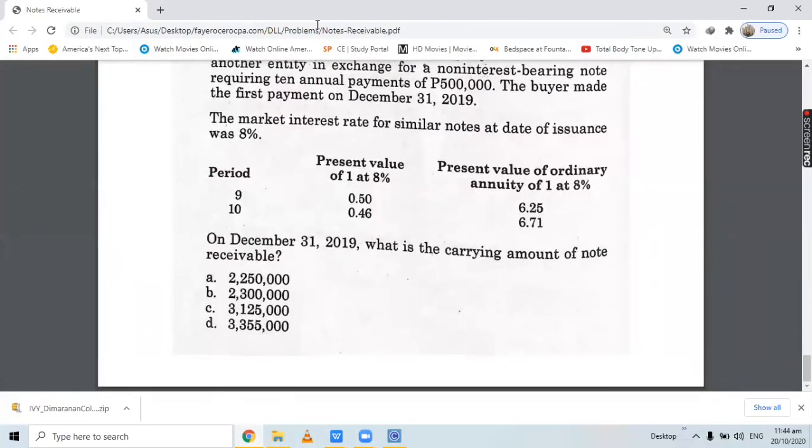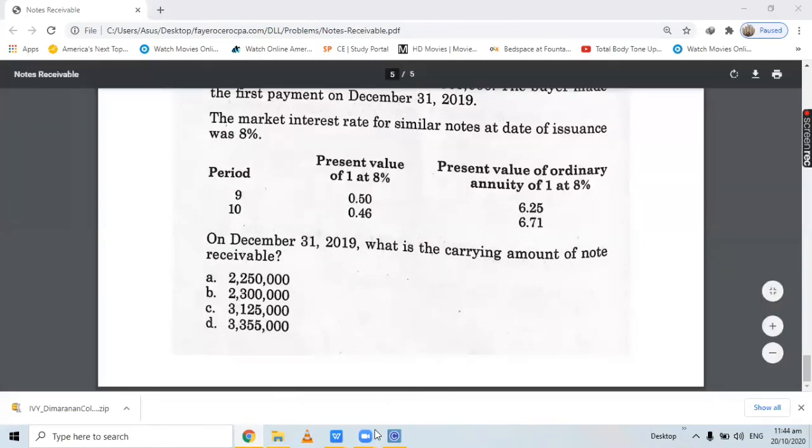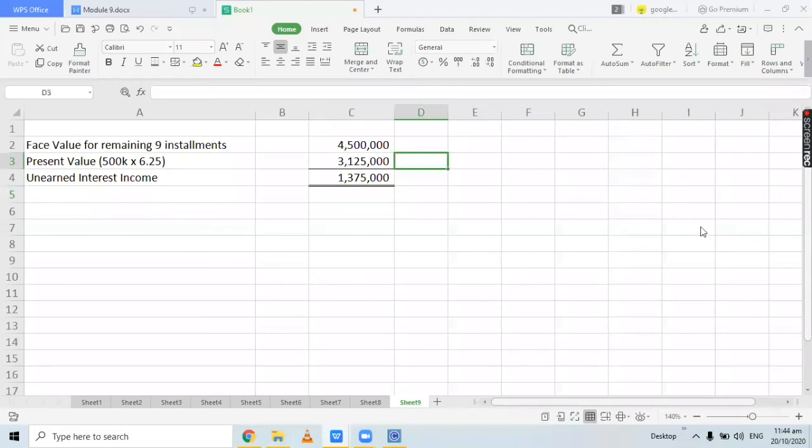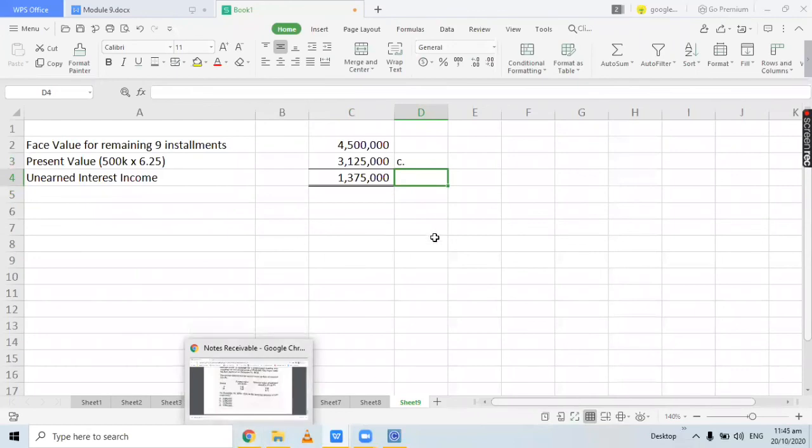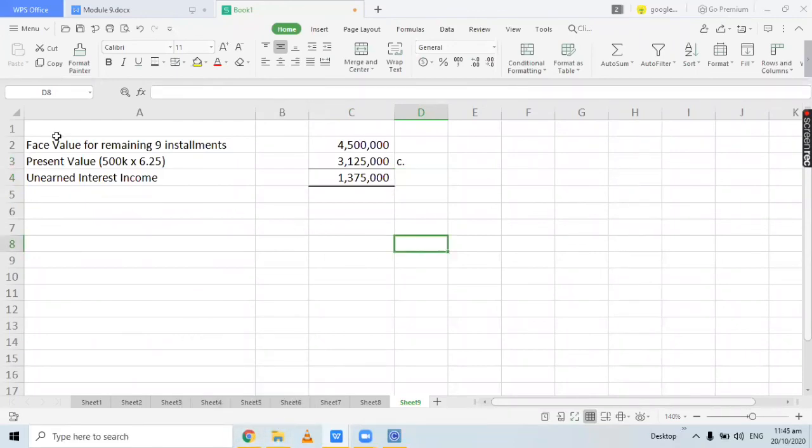So we got the unearned interest already. But the question is, what is the carrying amount of the note receivable on December 31, 2019? The answer is letter C, 3,125,000. This one. Problem 9.